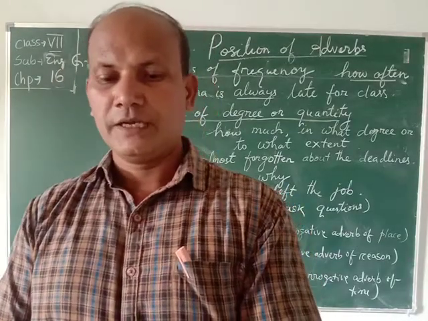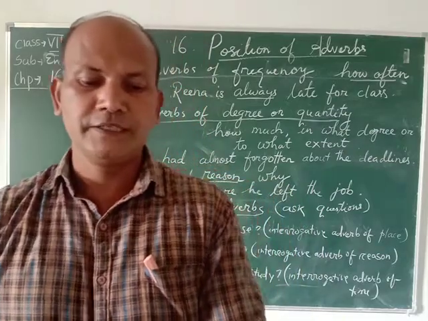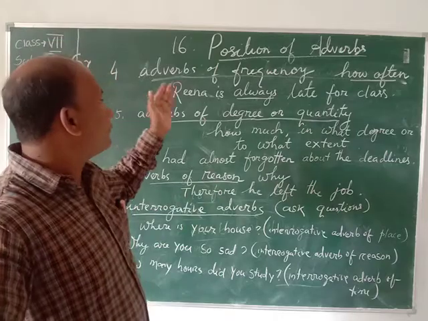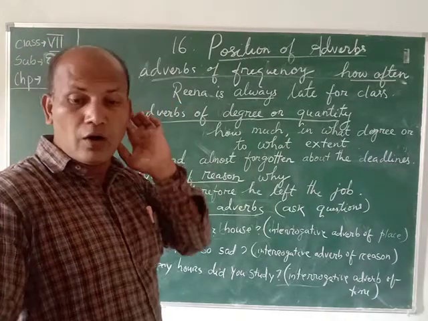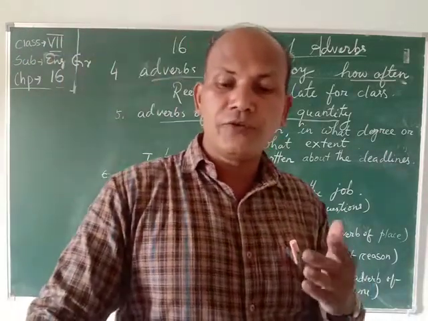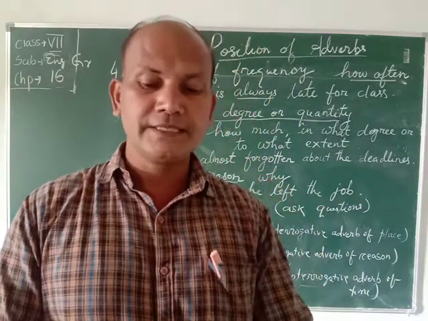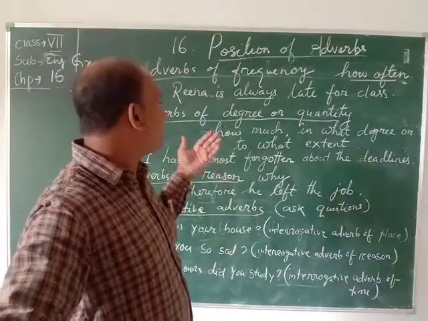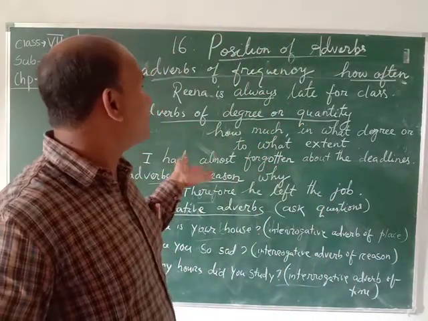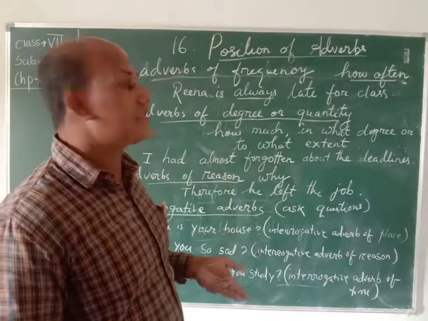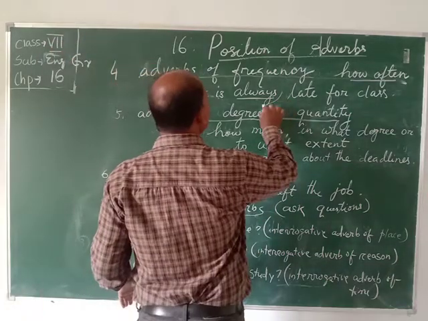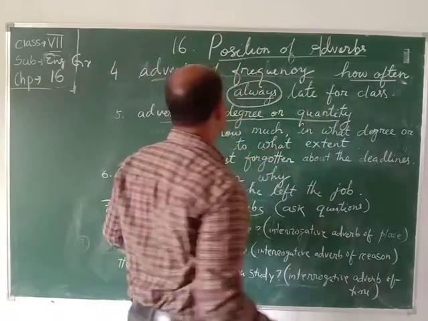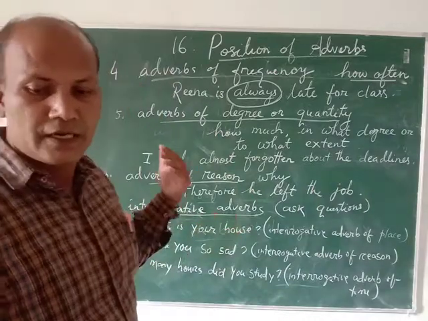So students, let's see the next point, point 4, adverb of frequency. Adverb of frequency is how often. They indicate how often an action takes place and answer the question how often. Just like the example, Reena is always late for class. When is Reena late for class? She is always late. Always, here Reena's lateness is constant. Adverb of frequency is in the second. Reena is always late for class.